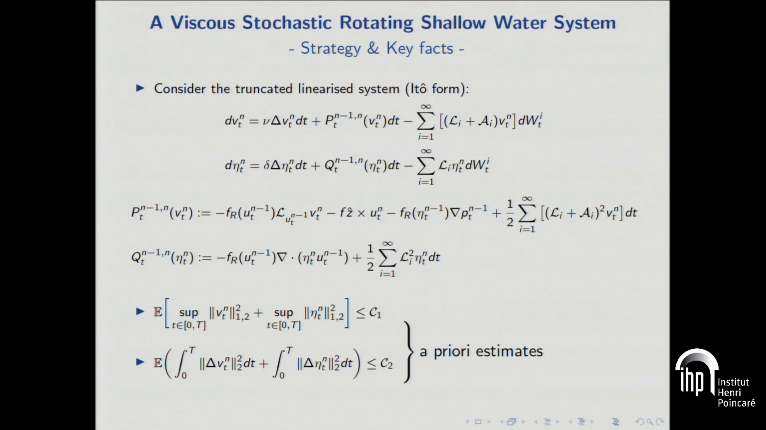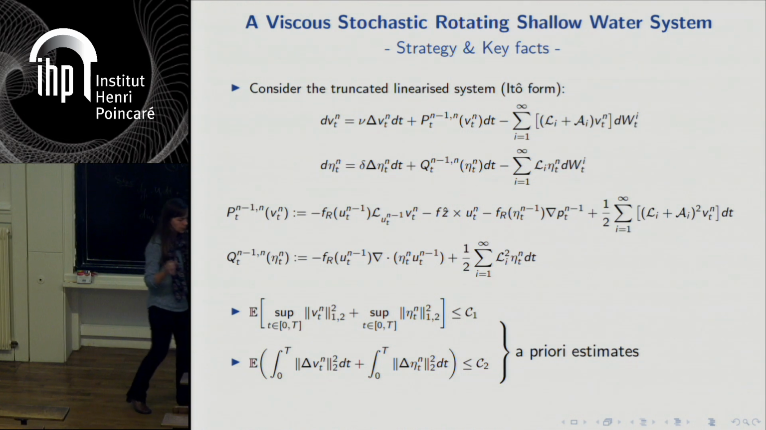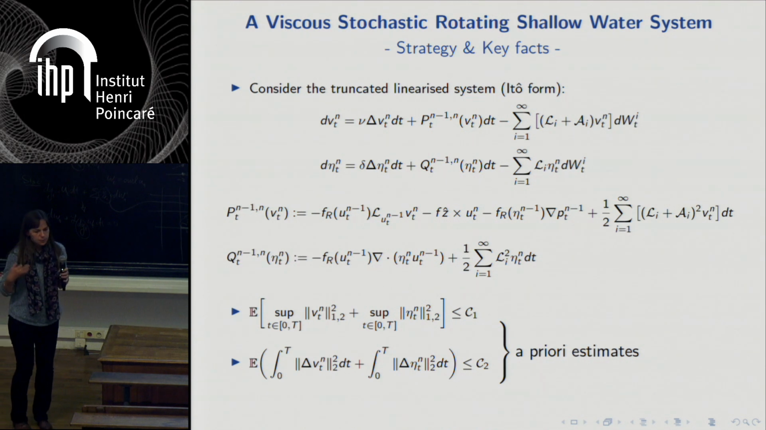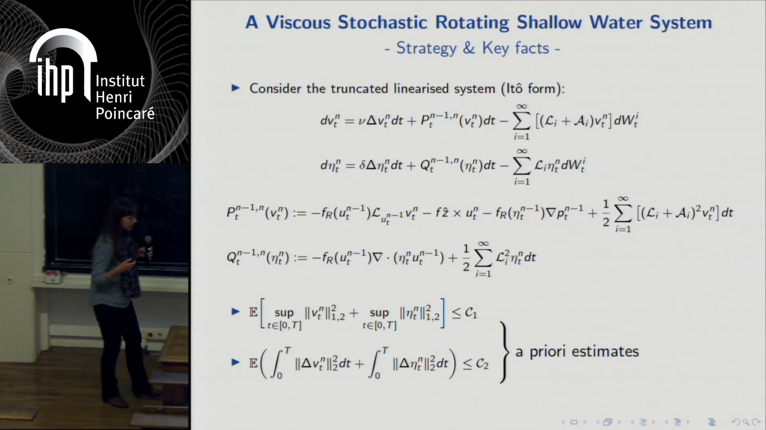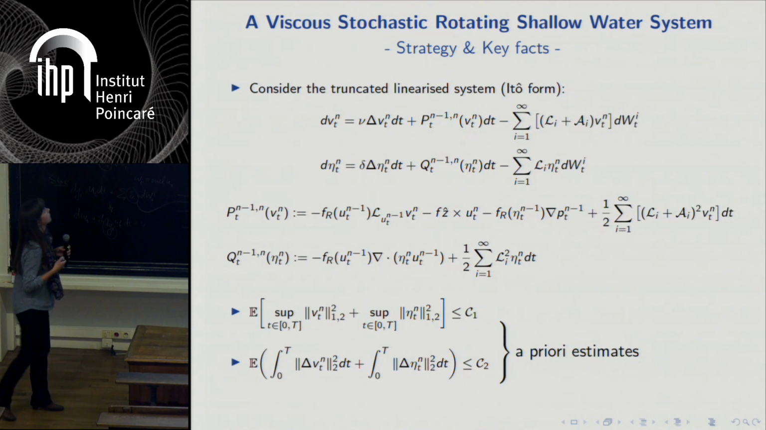Now, the main idea is to basically construct an iterative, linearized system, which stays in C infinity and has solutions there. The corresponding family of solutions, because for each n we have a solution, converges in a suitable sense to a limit, which we show satisfies the original equations from the stochastic rotating shallow water model.